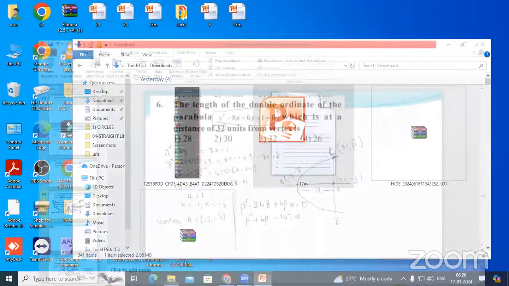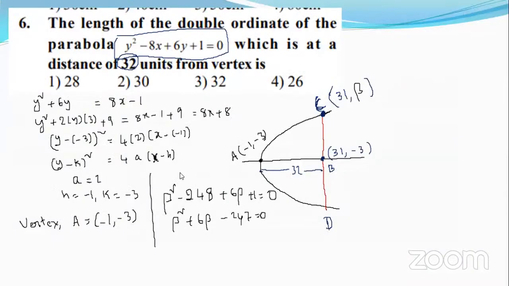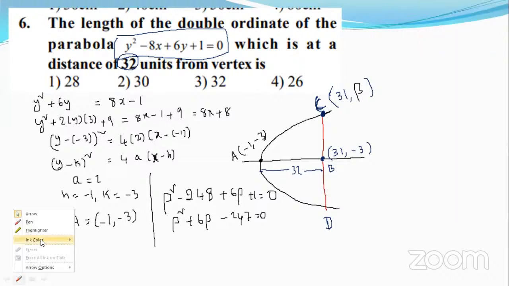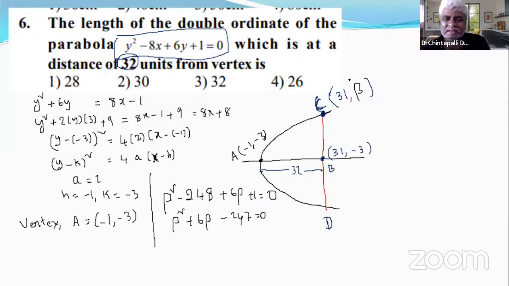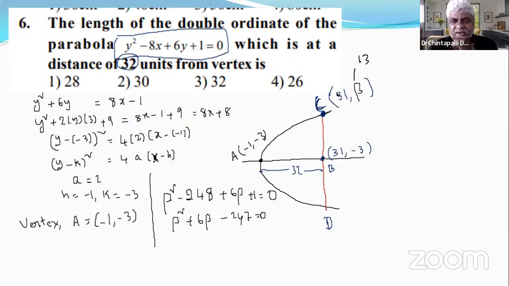What are the roots of it? Negative 19 and 13. That means beta can be negative 19 or 13. Which is suitable here? It is in the first quadrant, so 13. Negative 19 is also a root, but it is in the fourth quadrant.